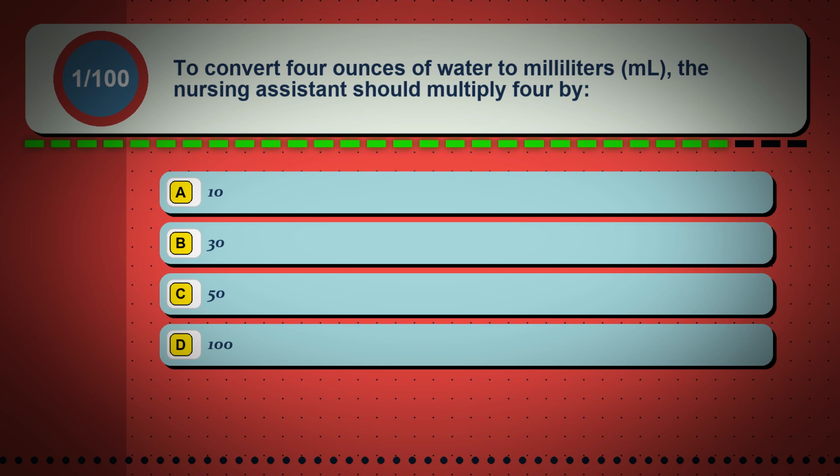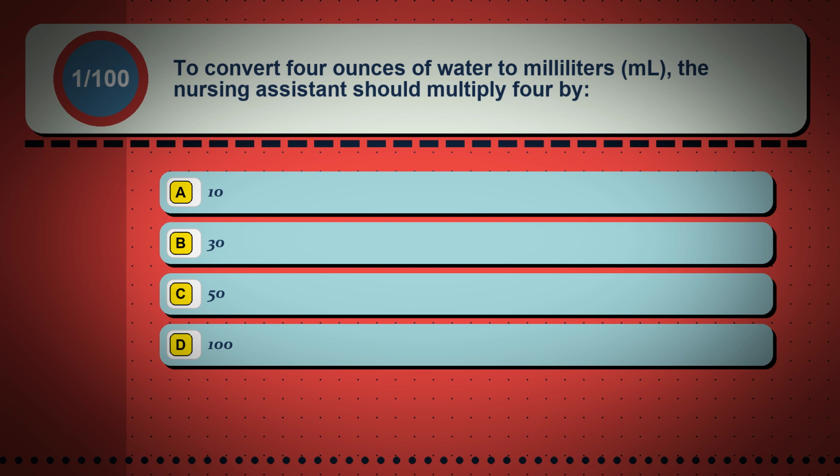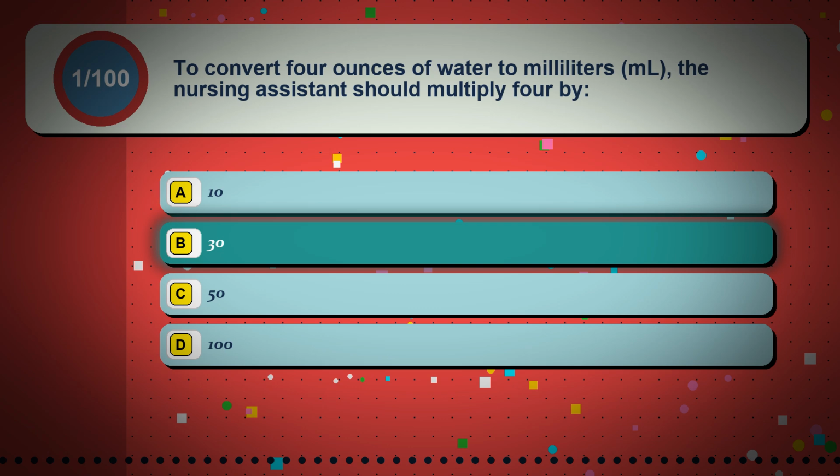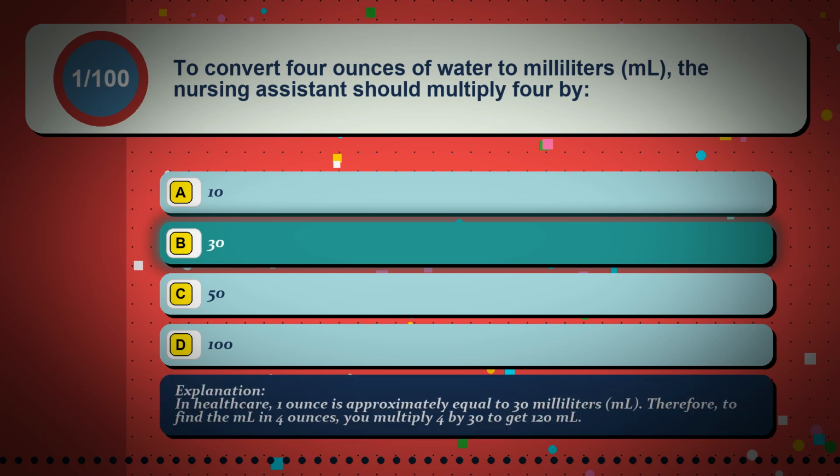Question 1. To convert 4 ounces of water to milliliters, ml, the nursing assistant should multiply 4 by option A, 10, option B, 30, option C, 50, option D, 100. The correct answer is option B, 30. In healthcare, 1 ounce is approximately equal to 30 milliliters, ml. Therefore, to find the ml in 4 ounces, you multiply 4 by 30 to get 120 ml.